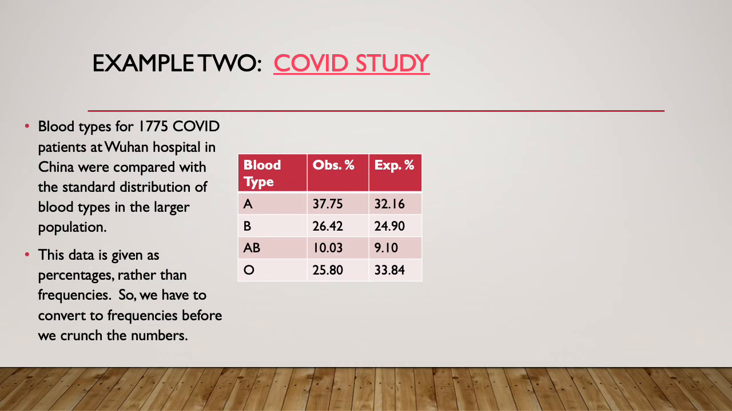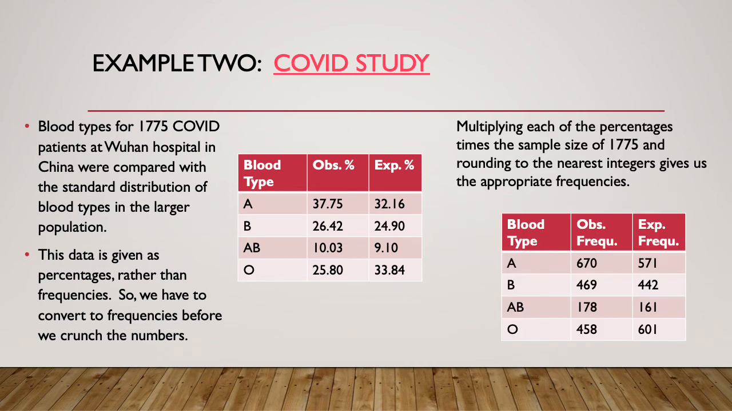Okay. Now, if you compare these percentages, you can see type A, the observed percentage is bigger than the expected percentage by over 5%. That could be significant. Type O, 26% in the observed column and almost 34% in the expected column. That's a pretty big difference. The B and the AB look pretty close to the same. Okay. So the question is, are these differences in percentages statistically significant to show that there is a difference between the people testing positive for COVID and those who are not?